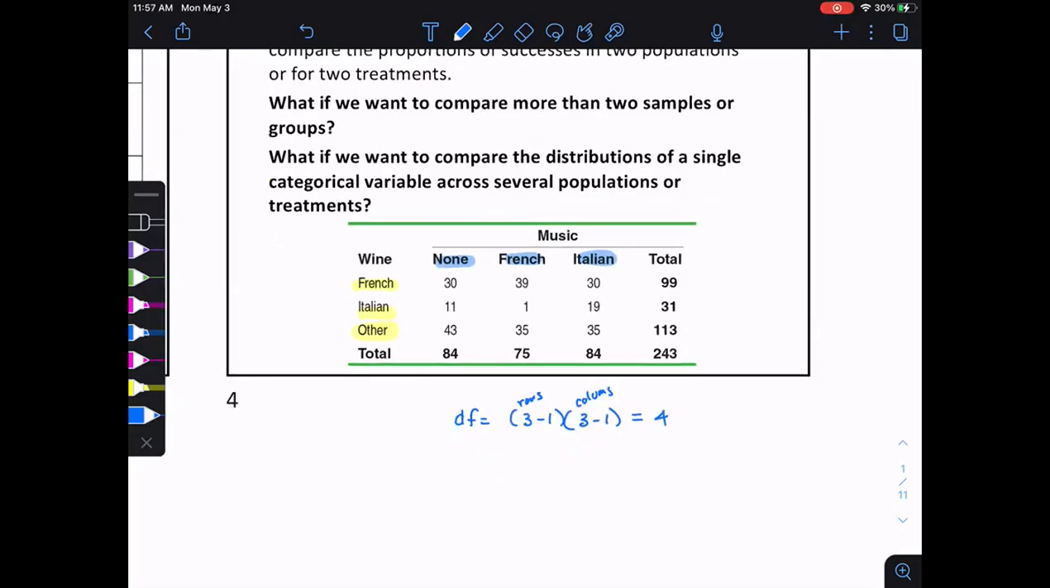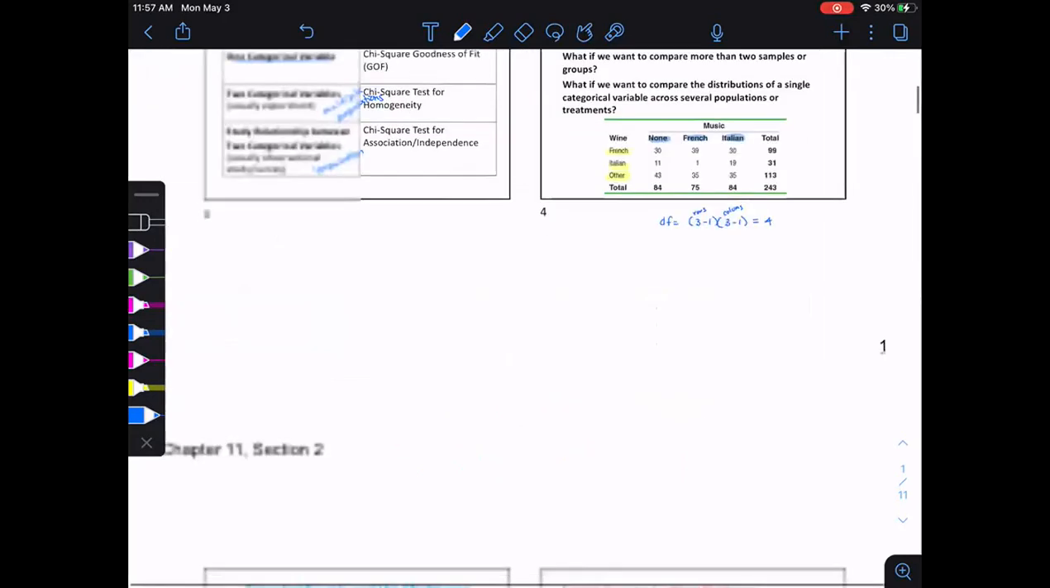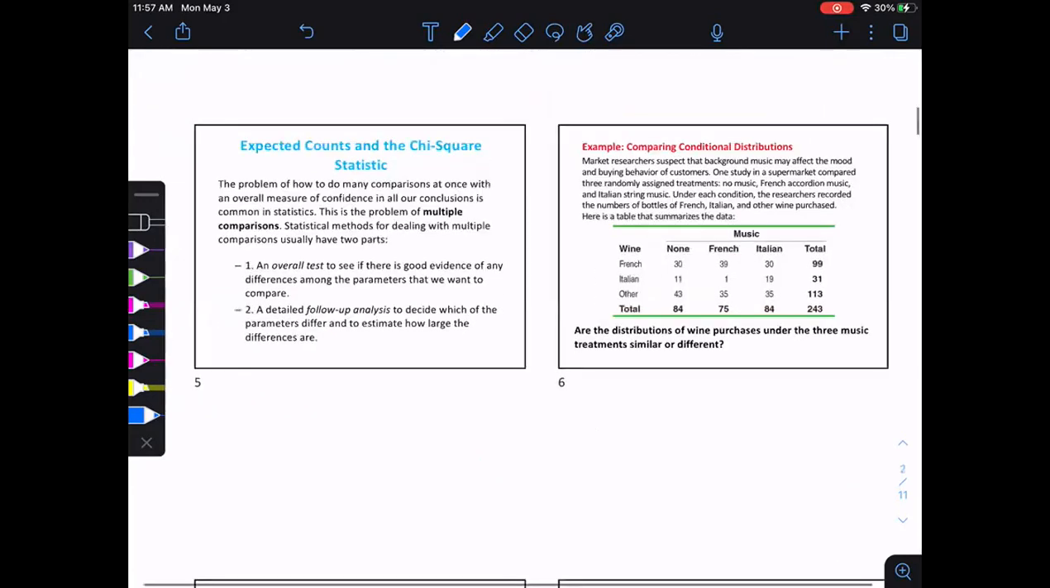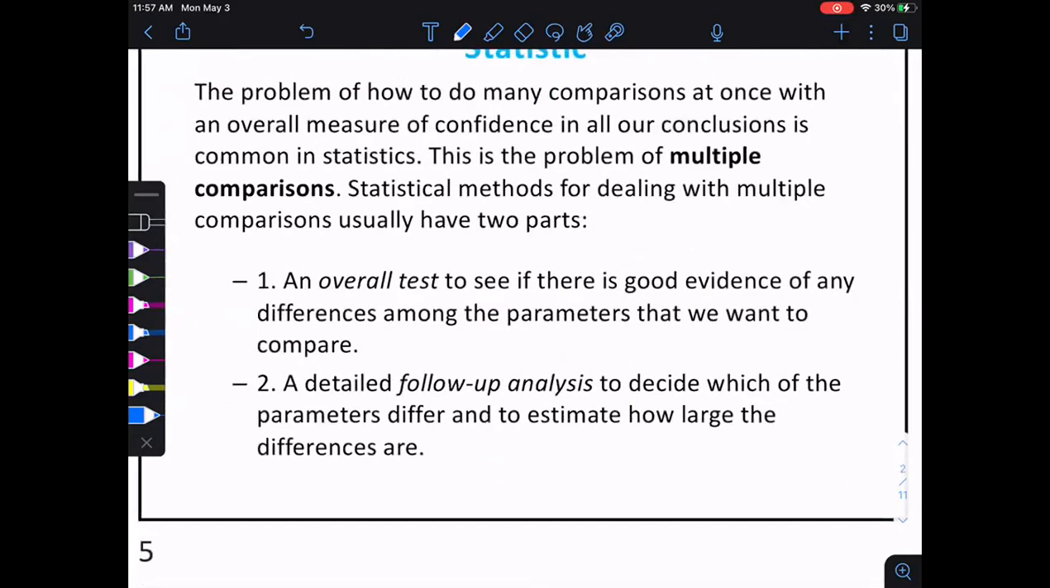We know this is an association, not a homogeneity, because we're only looking at one sample population, not multiple different sample populations. We're comparing music group to wine purchase, so there are two categories, one population. We're looking at whether there is a relationship or an association between music and wine purchase.